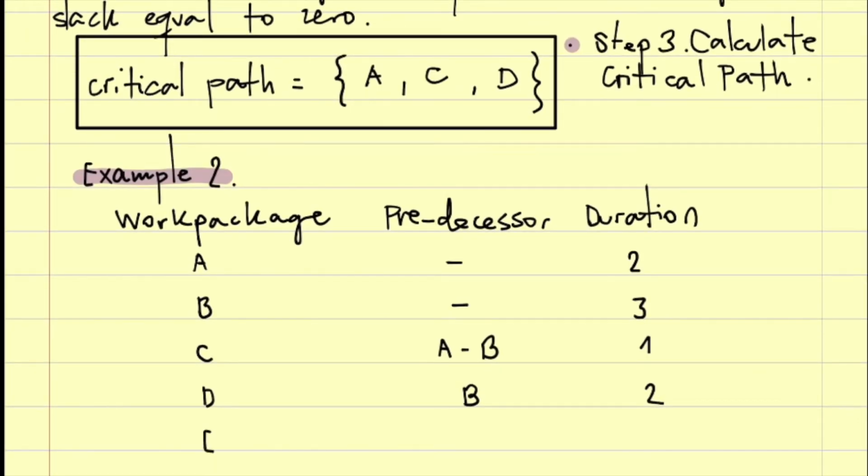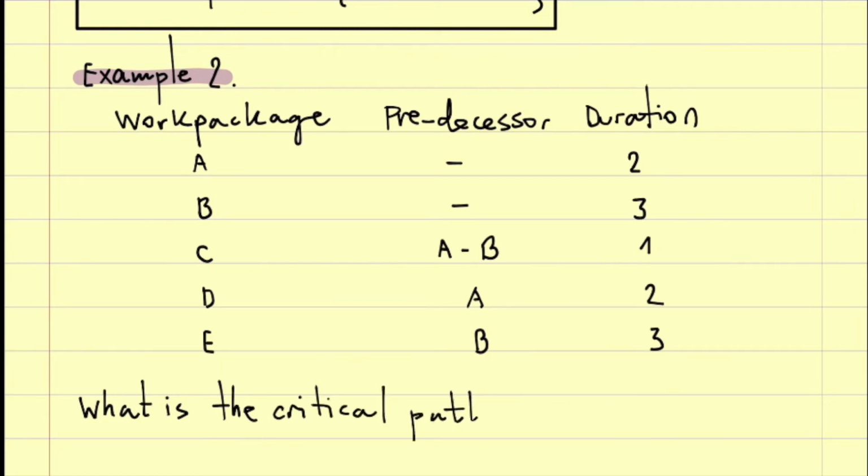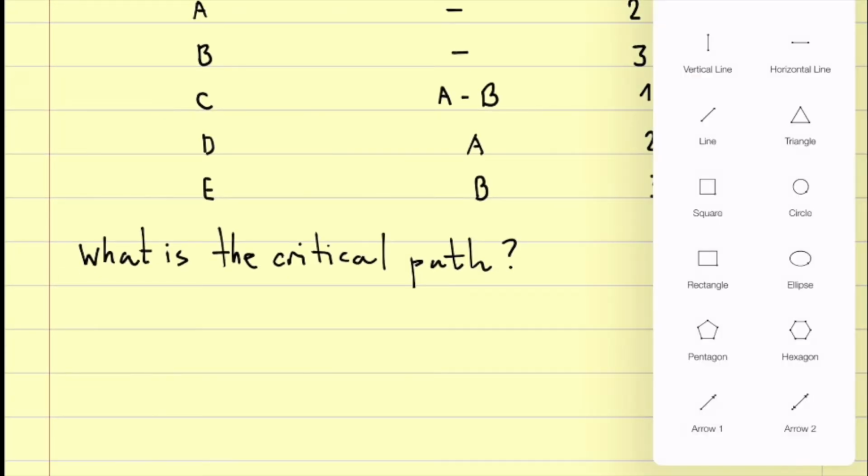E: predecessor B, duration 3. Always the same, critical path. Okay, so we follow the steps.